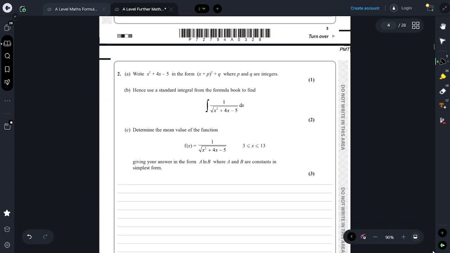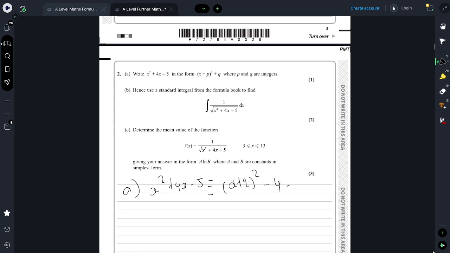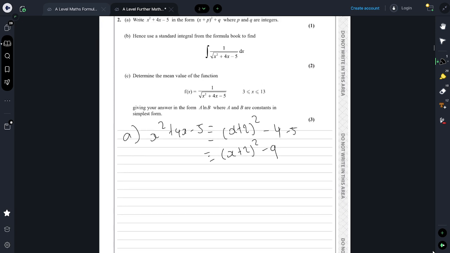Okay, we've got this one. Write this in the form here. You should realise this is completing the square. So x squared plus 4x minus 5 is the same as (x plus 2) squared. Remember you halve it, and then you subtract the square. So minus 4, minus 5: (x plus 2) squared minus 9. That's 1 mark. Pretty simple.